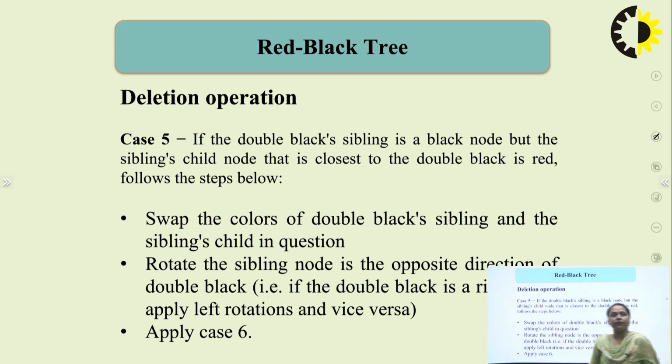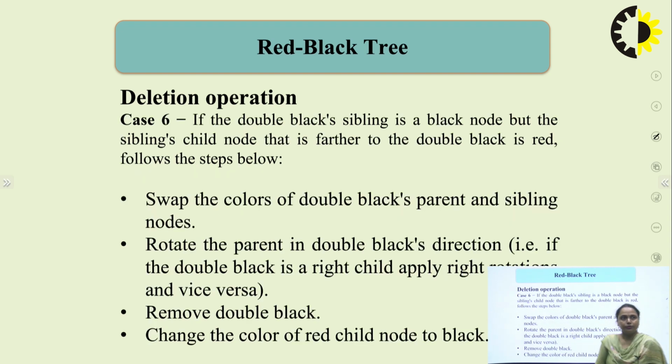Now case 5. If the double black's sibling is a black node, but the sibling's child node that is closest to the double black is red, then swap the colors of the double black's sibling and the sibling's child. After that, rotate the sibling node in the opposite direction of the double black and apply case 6. Whenever we apply case 5, we have to apply case 6 also.